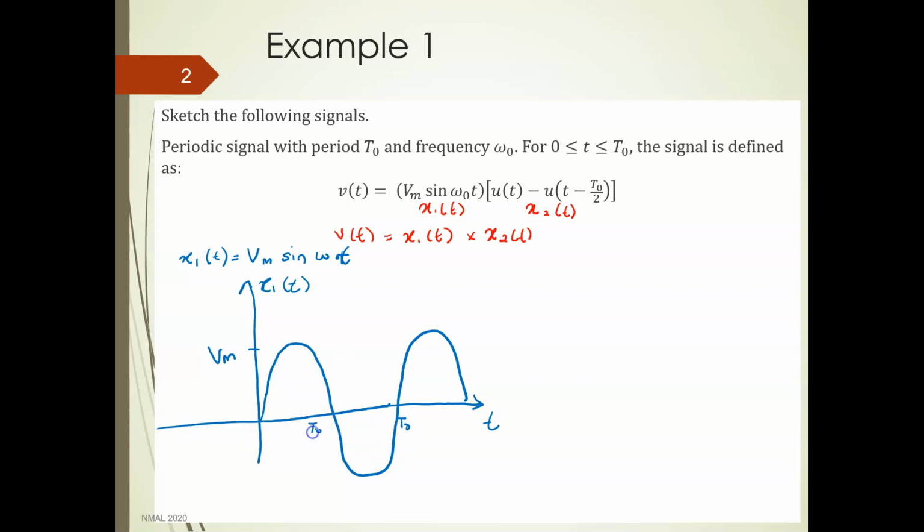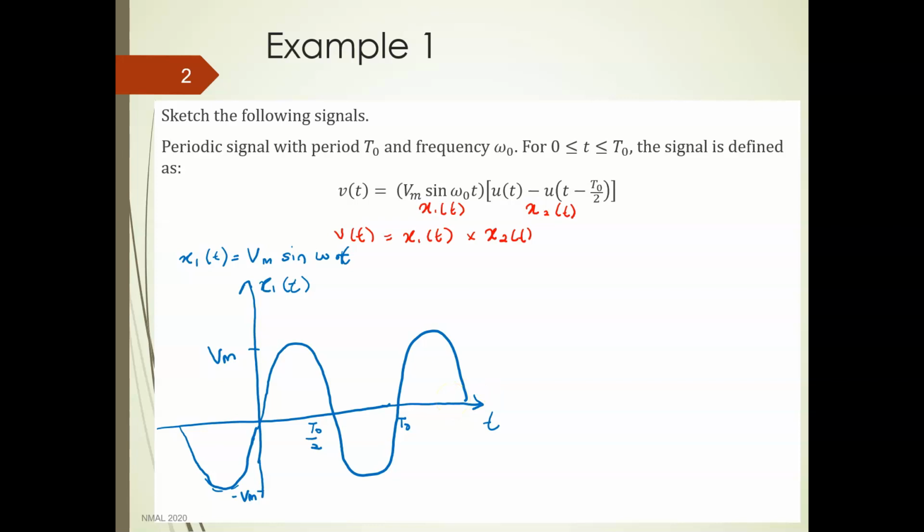Since the signal is given with period t0, one whole cycle takes t0, and half cycle of the sine function here takes t0 over 2. Basically this signal also has a negative part with the bottom peak at negative Vm. It is going on forever because this is a harmonic signal.